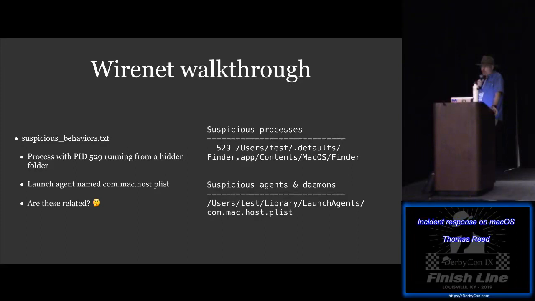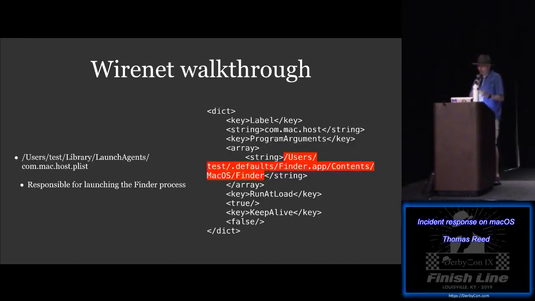We can also see there's a suspicious user launch agent. We don't know why it's been flagged as suspicious right now. The com.mac thing does look a little suspicious, but that's not necessarily bad. And we also don't know if these are related. Now, fortunately, the scripts also will collect all of these launch agent and daemon plists. So you'll have those available. You can go and refer to them.